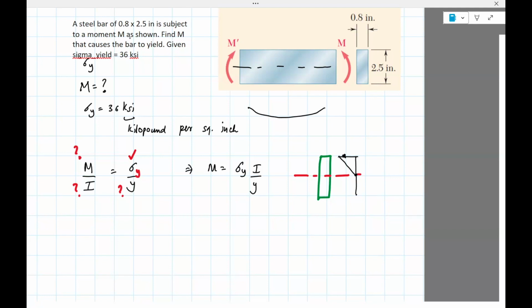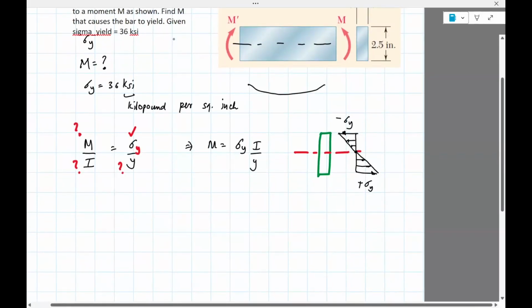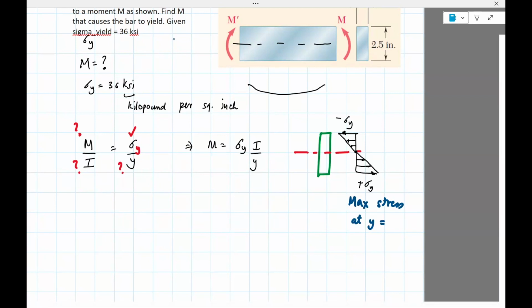So I'm going to draw compressive stress. And then tensile stress. So this is sigma y, sigma y. So this is negative sigma y, plus sigma y. Okay, so max stress at y equals h divided by 2. Okay, it could also be based on the min stress. We're assuming that the yielding on both sides has the same stress. It's not really clearly told here, but let's assume that's the same.